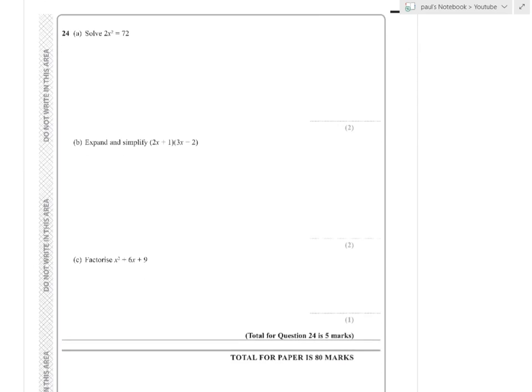Yeah, so this is quite a bit more difficult. 2x squared. Let's have a look. It is squared, isn't it? 2x squared is 72. So x squared will be 72 divided by 2, which equals 36. So x equals the square root of 36. Be careful here because it's plus or minus 6.